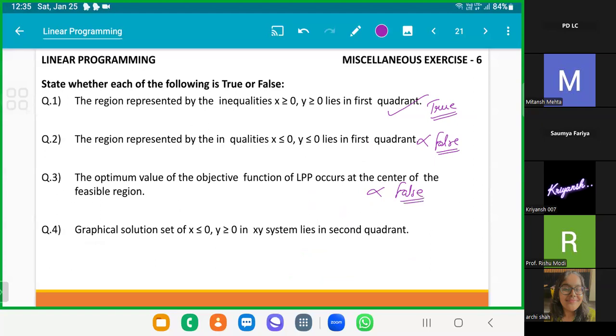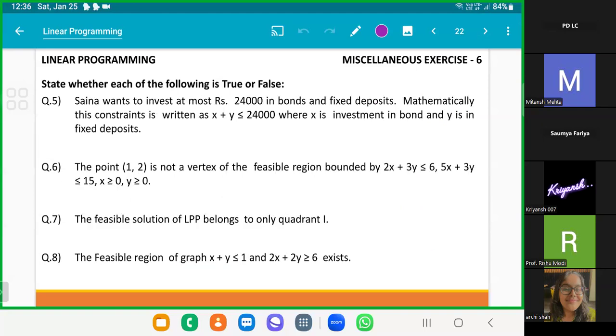Graphical solution set of x less than 0, y greater than equal to 0 in the system is in the second quadrant. Okay, so second quadrant में क्या होता है? X negative, y positive, which is as per the given question. So this becomes true. So fourth answer comes as true.